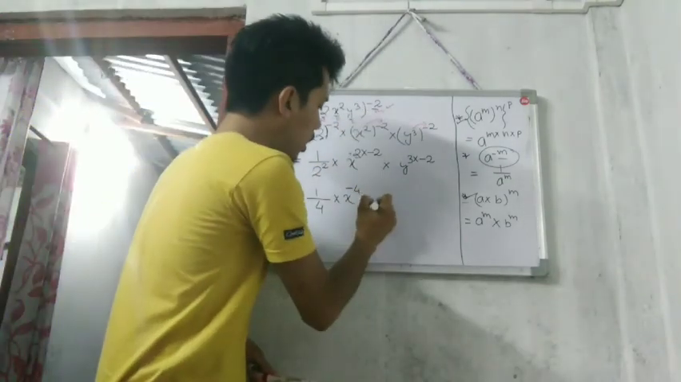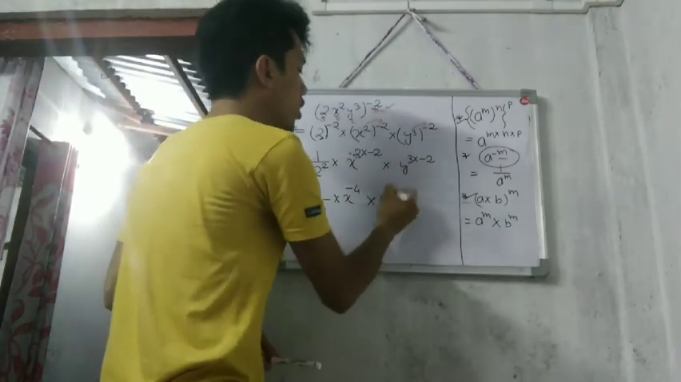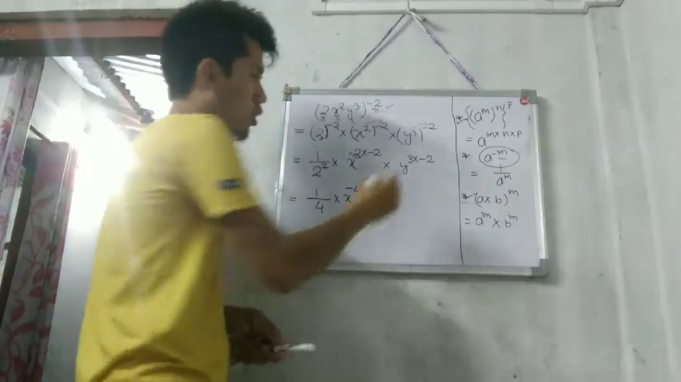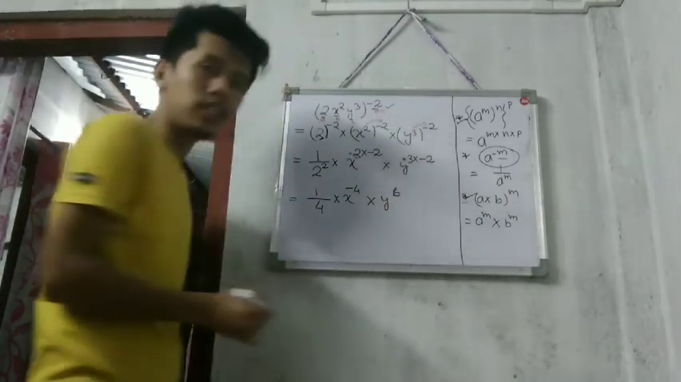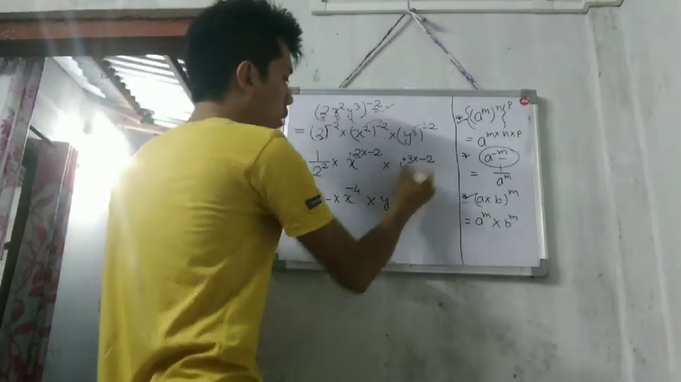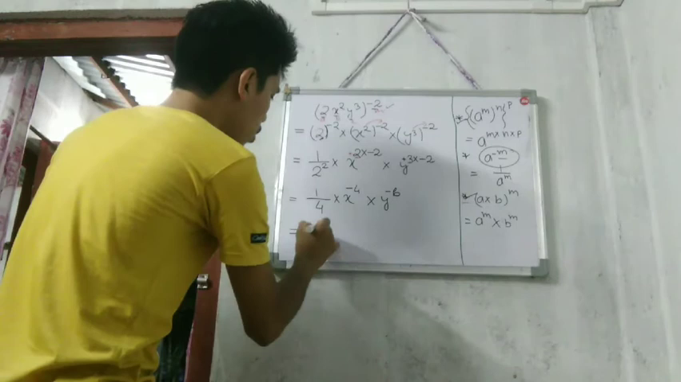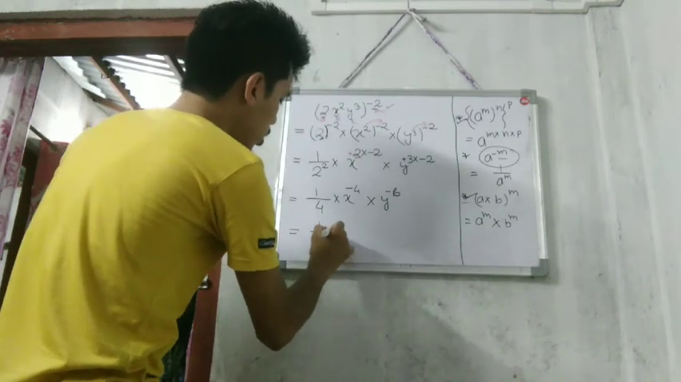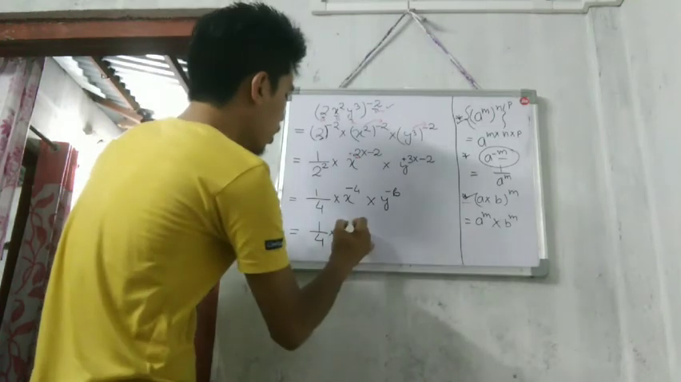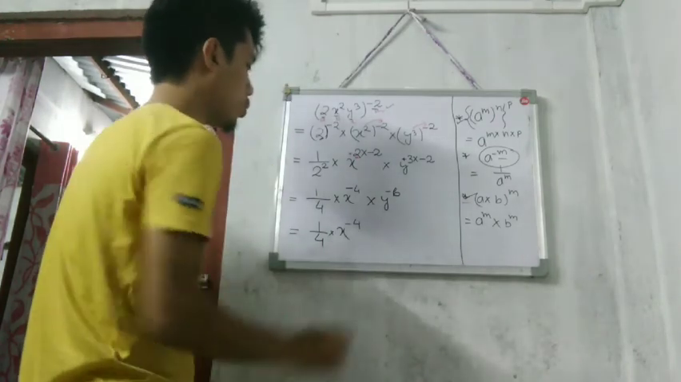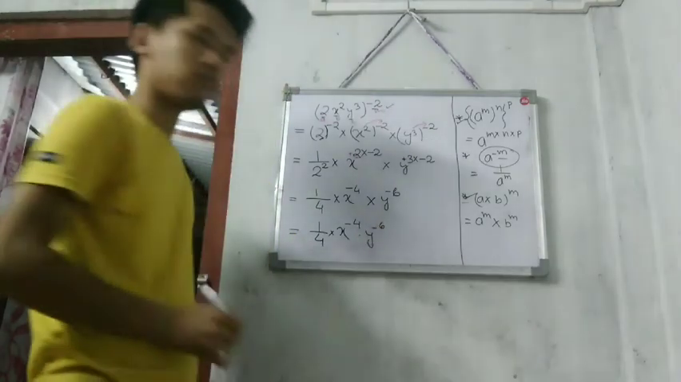Now do the same thing here also for y. Now multiply 3 and 2, which gives 3 to the 6. Again, the sign of 3 is plus, which is hidden. Now multiply plus and minus, which gives minus. Okay. Now 1 by 4 into, you can write in a simple way, x to the power minus 4 into y to the power minus 6.